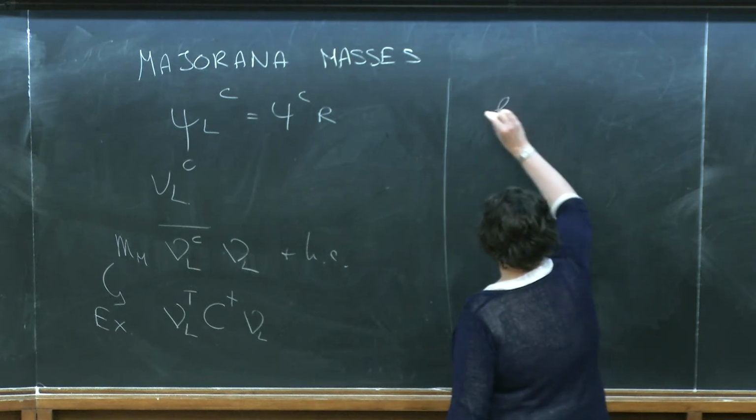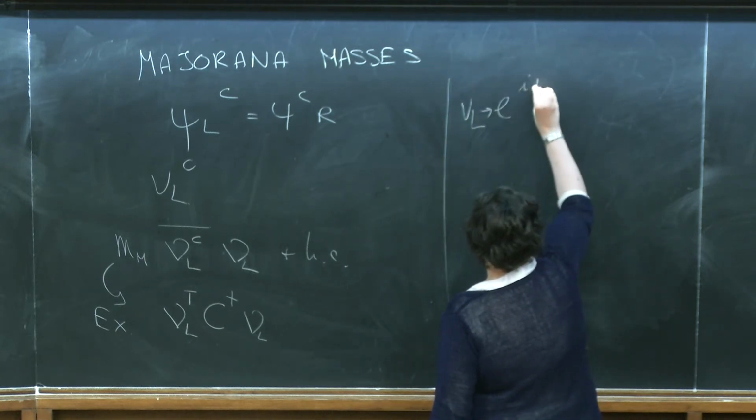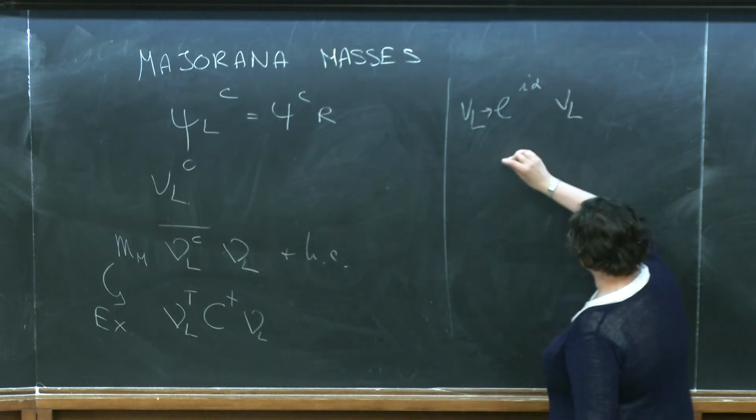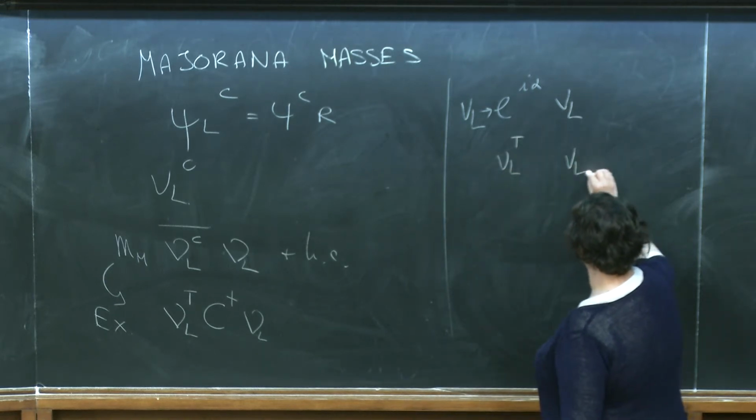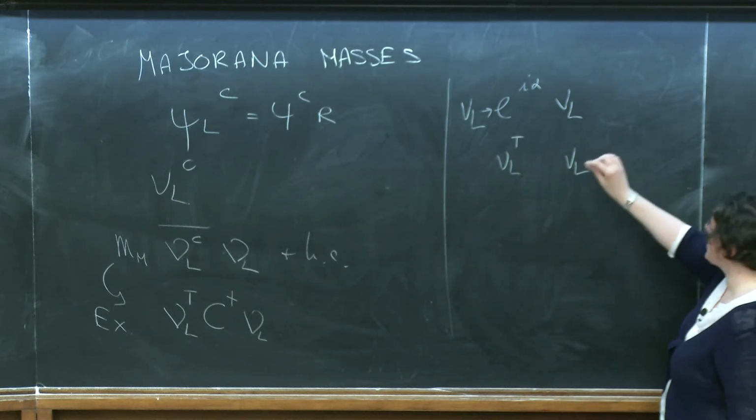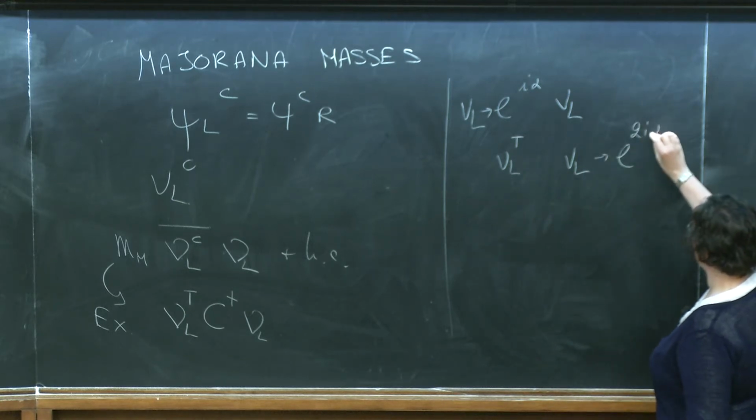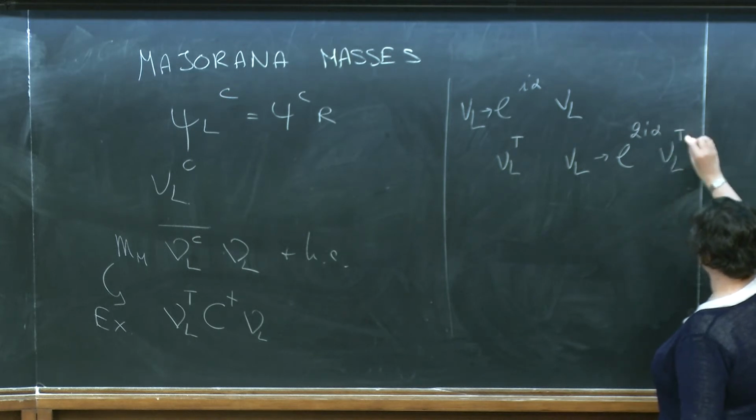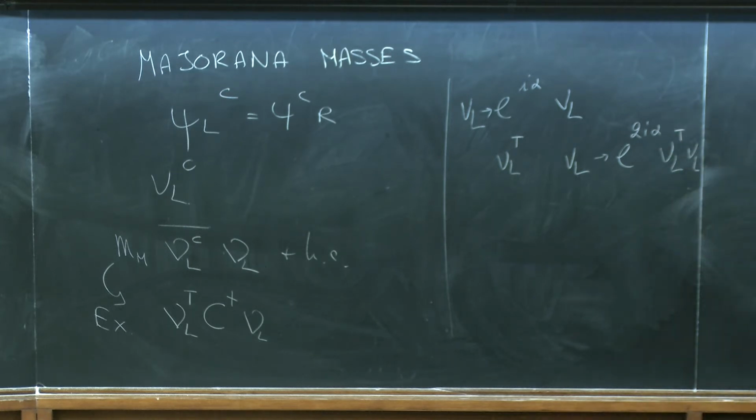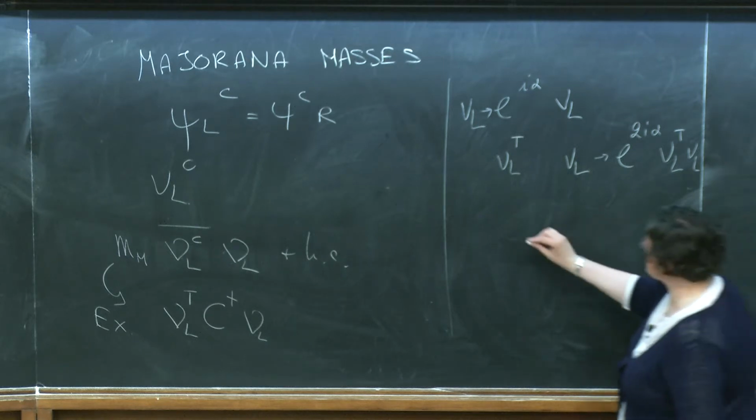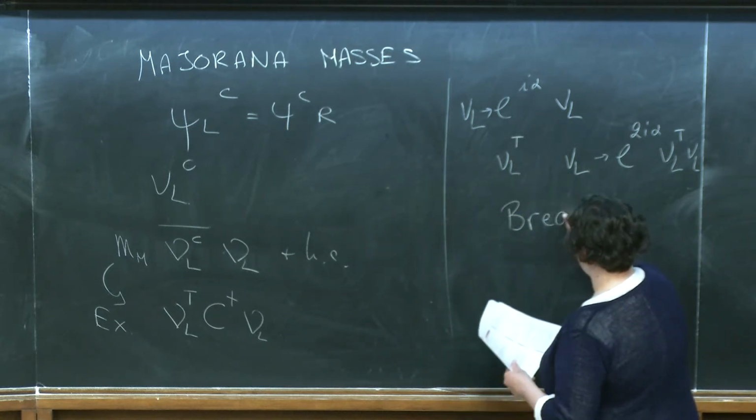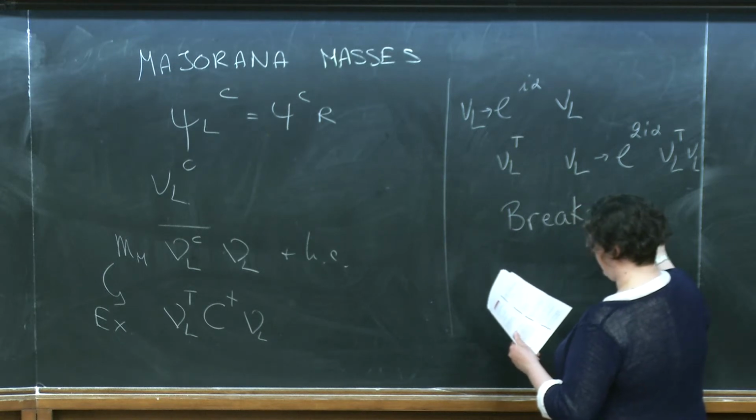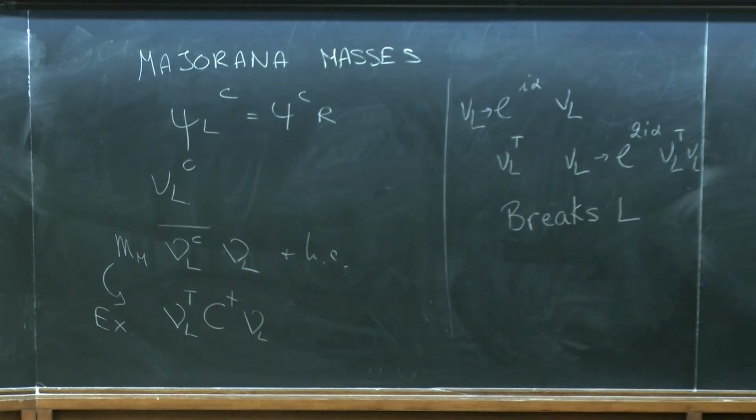But from here, you see immediately that this breaks lepton number. In fact, if I take new left and do e to the i alpha new left, a lepton number transformation, this term doesn't contain a star, just a transpose. So this will pick up a 2i alpha, new left T, new left. So this is what is important: a Majorana mass term breaks lepton number by 2 units. That is the first important thing to notice.